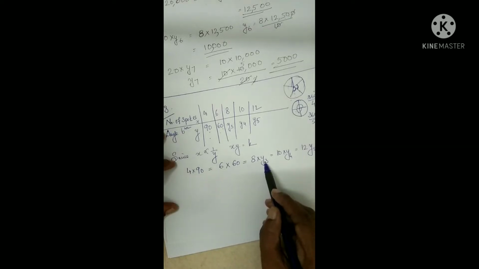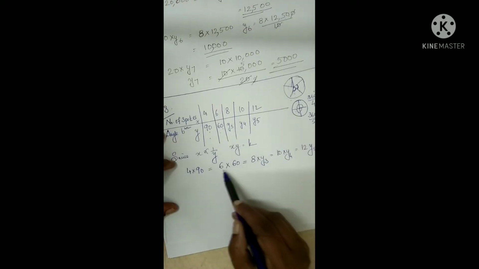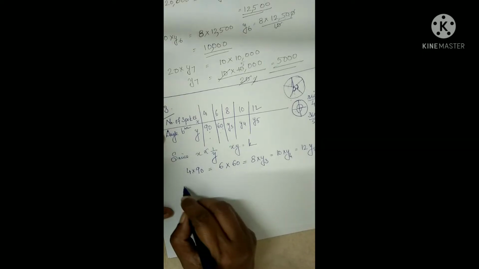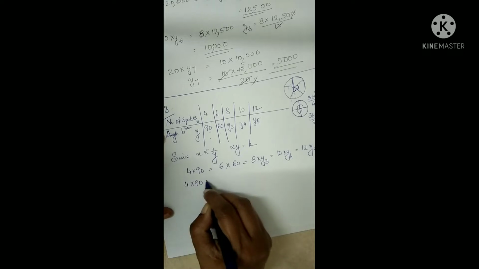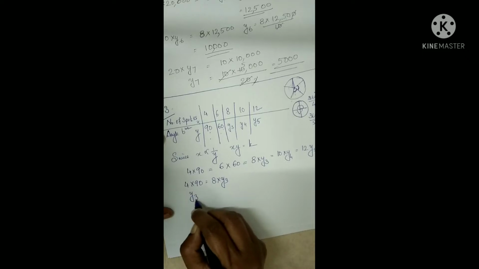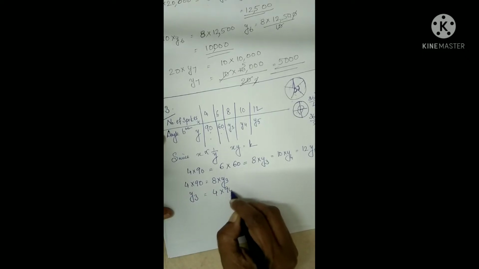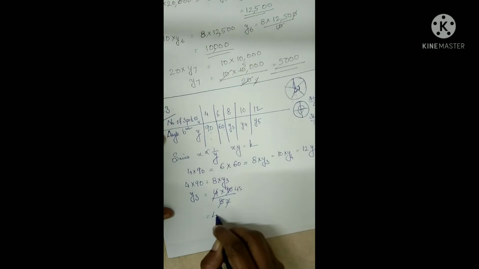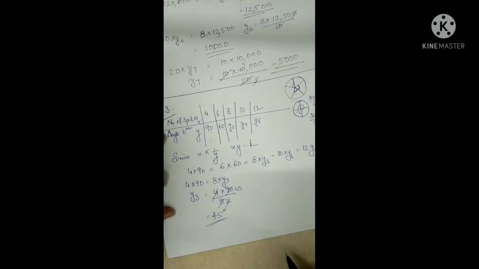Now, here you can take any. If you want to take 4 into 90 you can, 6 into 60 also. 4 nineties are 360, 6 sixties are also 360. Okay, so let me take first 4 into 90 is equal to 8 into y3. So what is y3? 4 into 90 upon 8, 45. So y3 you got 45 degree. That means, if you make 8 spokes, then there will be 45 degree.